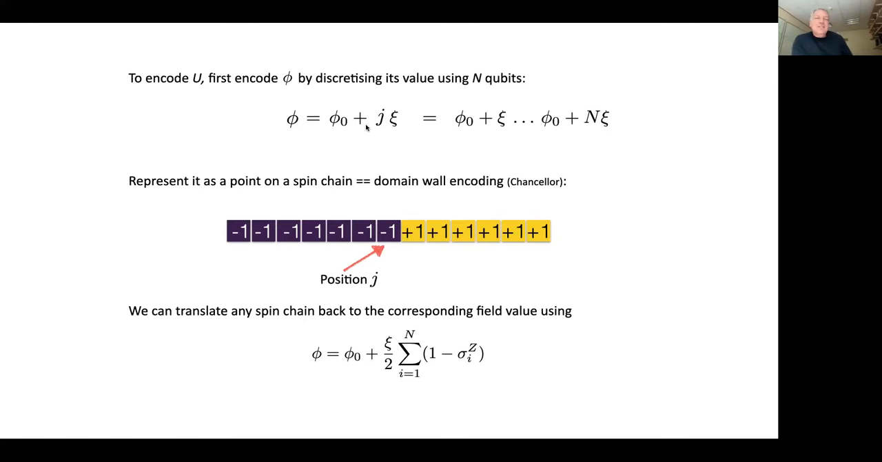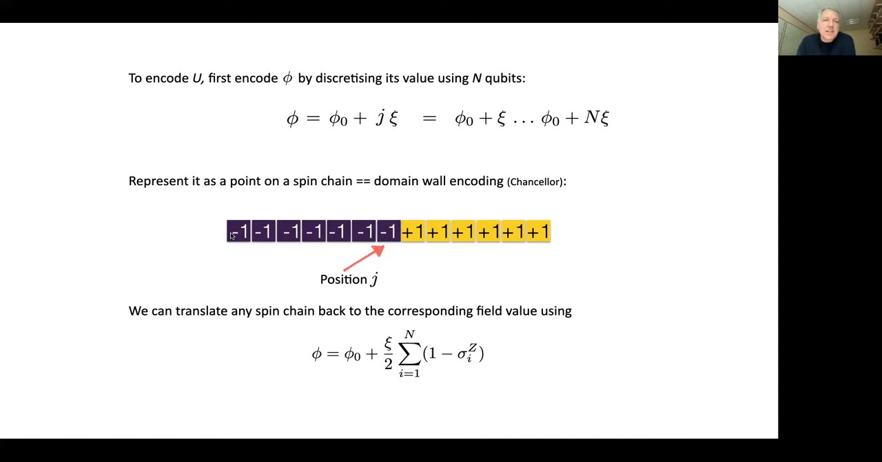So what you do is you choose n qubits. And what I'm going to do is, if the qubits look like this, so if I measure a whole load of eigenvalues of -1, and then the rest are +1, and where it goes from minus to plus is at position j, I'm going to call that field value phi. It's phi zero, some fiducial value, plus j times a small parameter psi. And so j goes from 1 to n. And so I get my fields within a certain domain by varying the j's. So that's the way that we encode the value of a field.